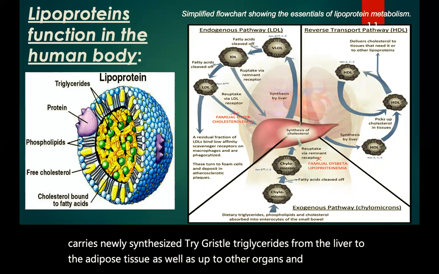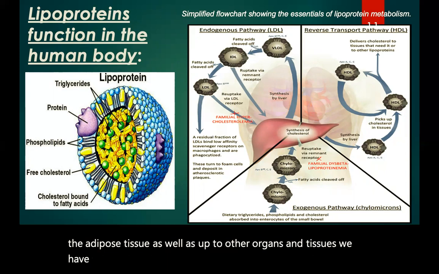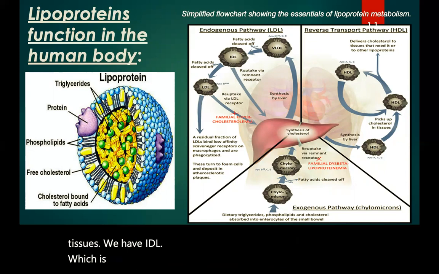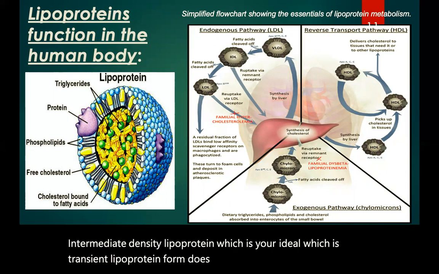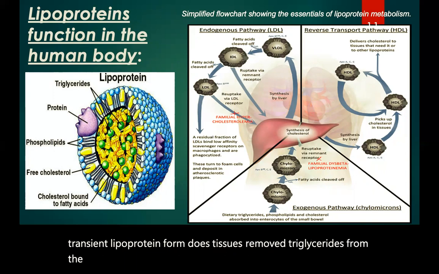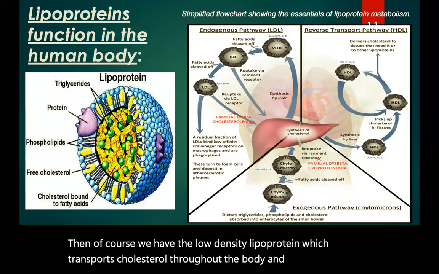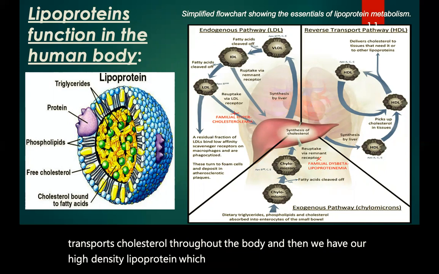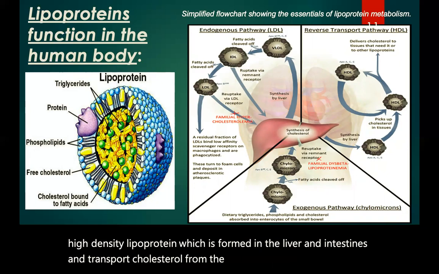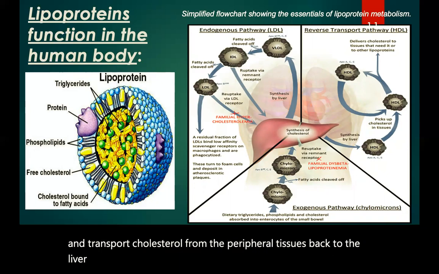We have IDL, which is intermediate density lipoprotein, a transient lipoprotein formed as tissues remove triglycerides from the VLDL. Then, of course, we have the low density lipoprotein, which transports cholesterol throughout the body. And then we have our high density lipoprotein, which is formed in the liver and intestines and transports cholesterol from the peripheral tissues back to the liver. So this little diagram here on the right gives you a nice visual picture of what lipoproteins do.